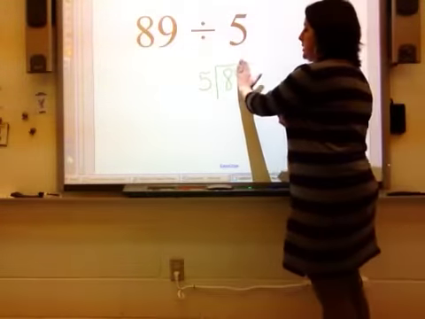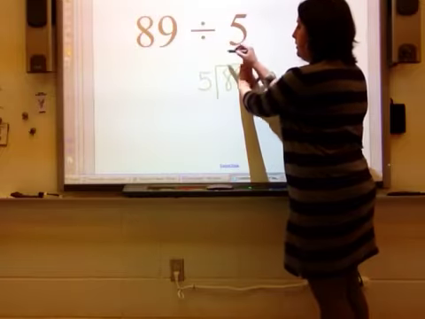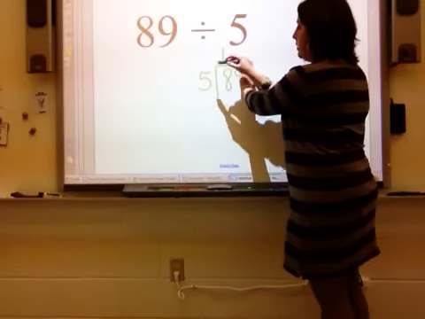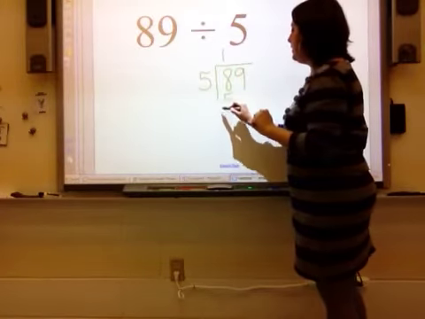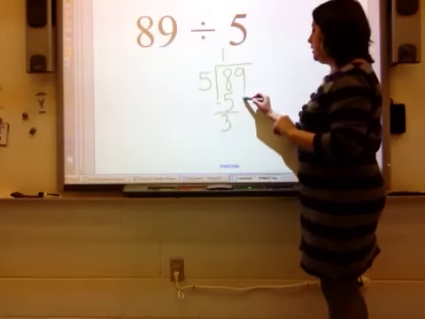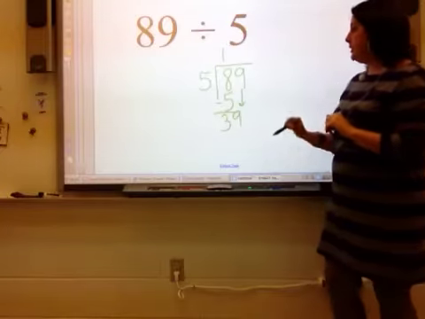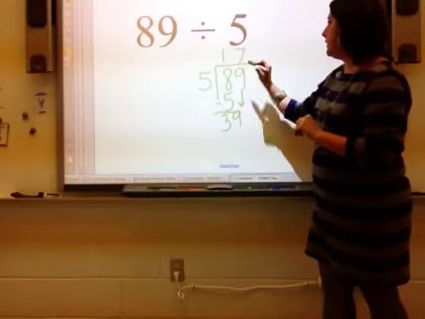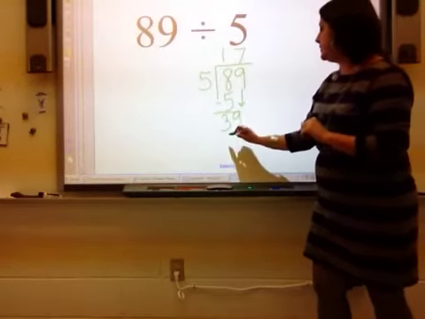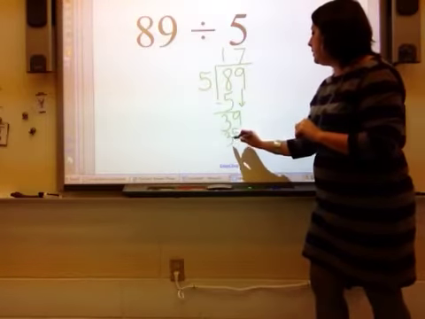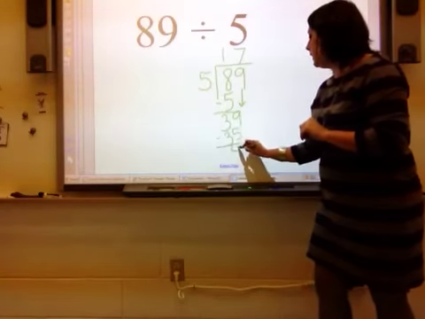So I look first. I'm dividing 8 by 5, which will divide one time. 1 times 5 is 5, with 3 left over. I'm going to bring down that 9. And I'm going to say 39 divided by 5 will divide 7 times. 7 times 5 is 35, with 4 left over.